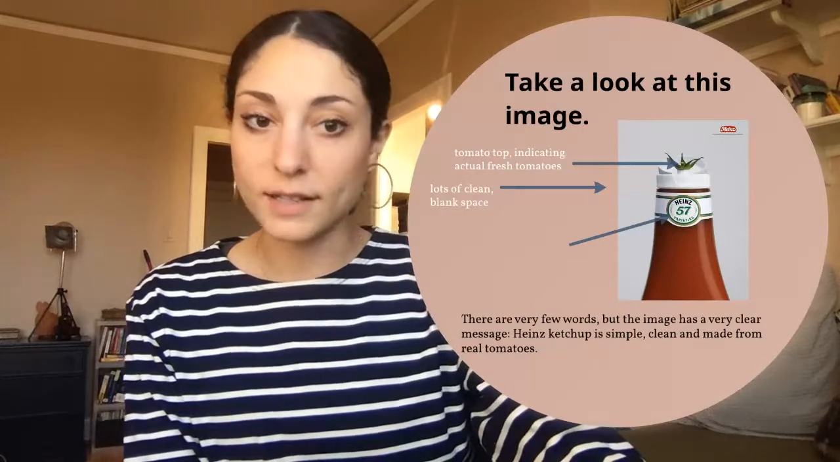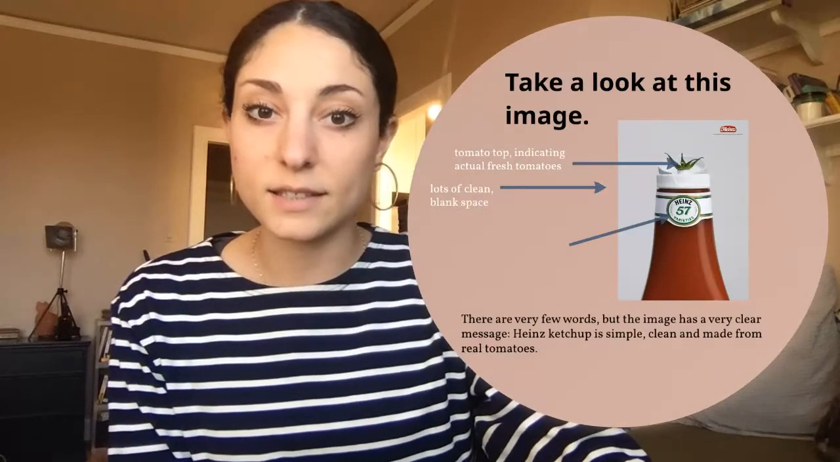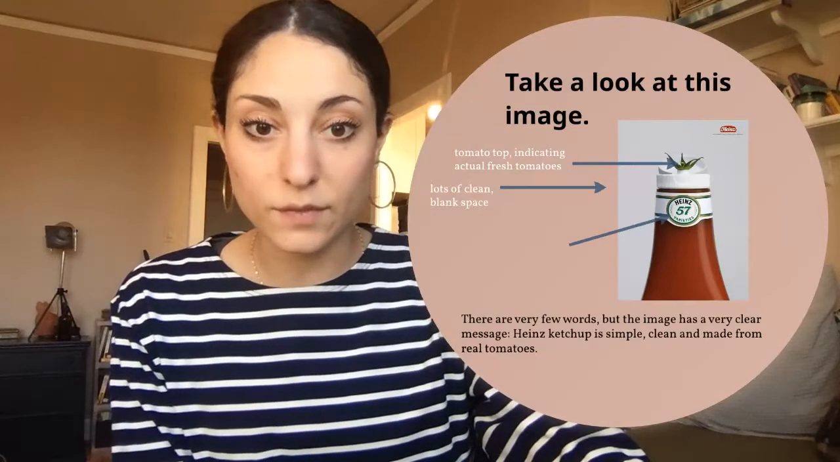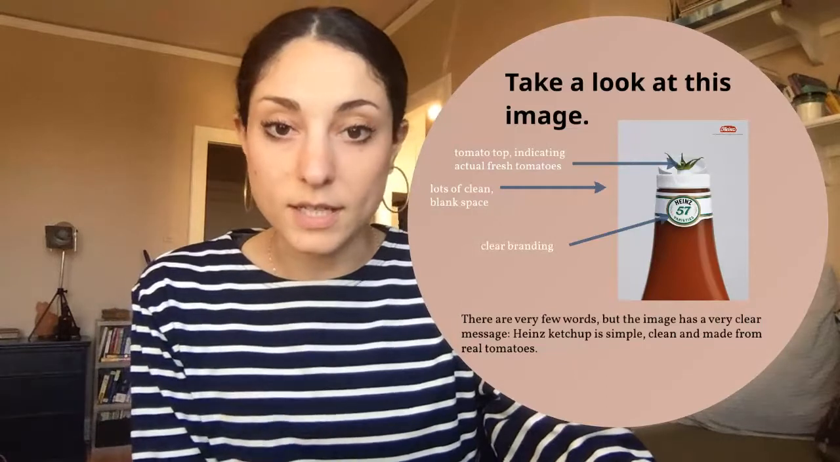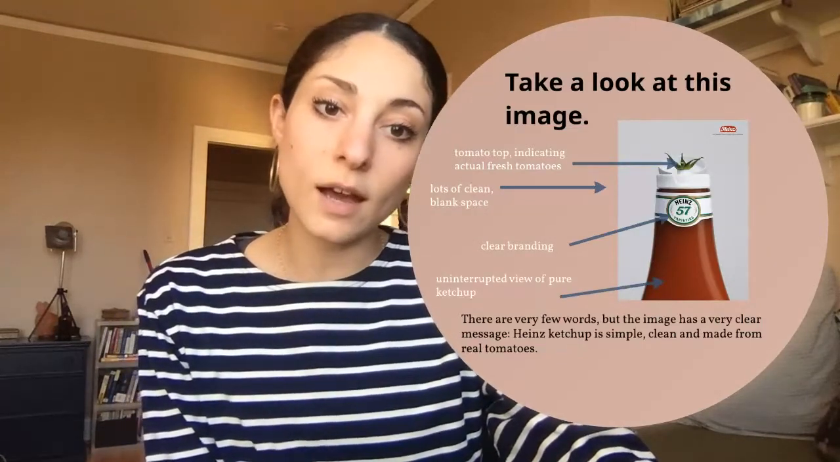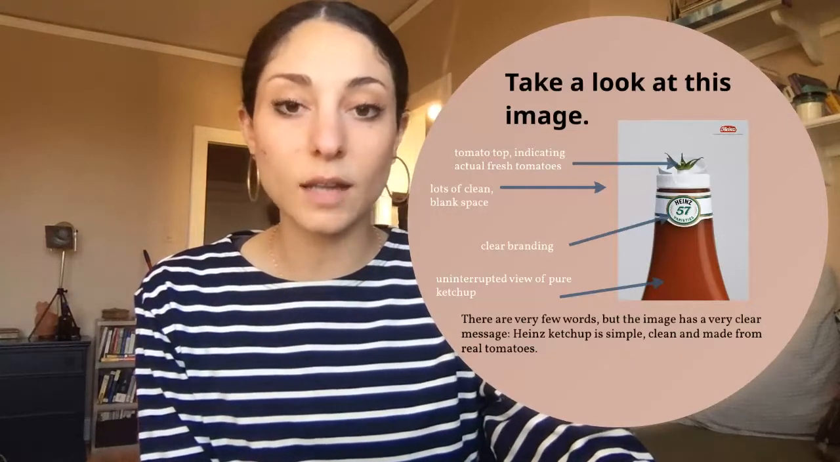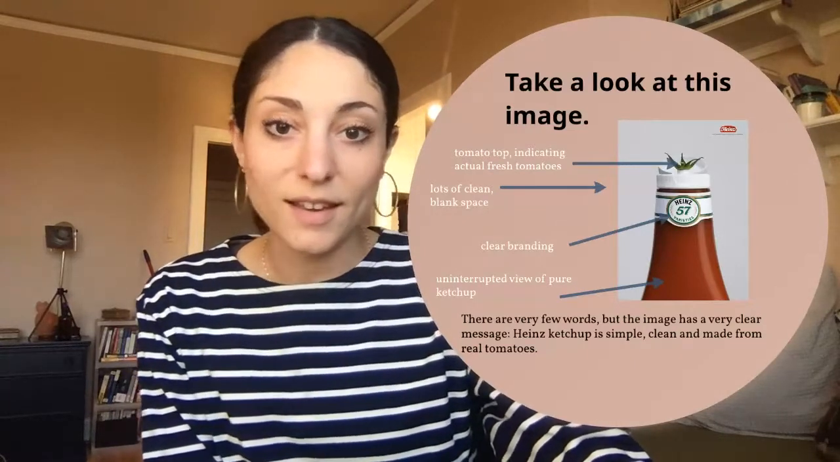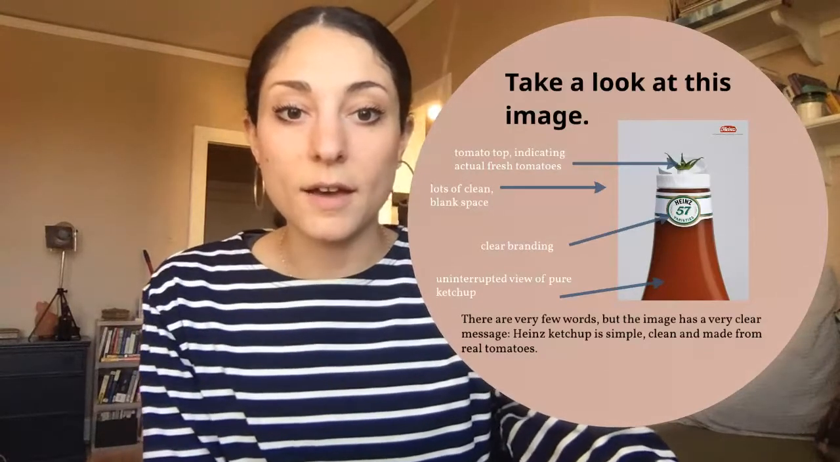There's like the clear brand, right? We've got Heinz. It's right in the middle of the page, literally like right in the center, and it's a logo that most of us know. So that's kind of important. It's in the forefront of the image. And then we've got this uninterrupted view of pure ketchup, right? There's no labels. It's not on anything. There's no air bubbles. It's literally just pure ketchup.